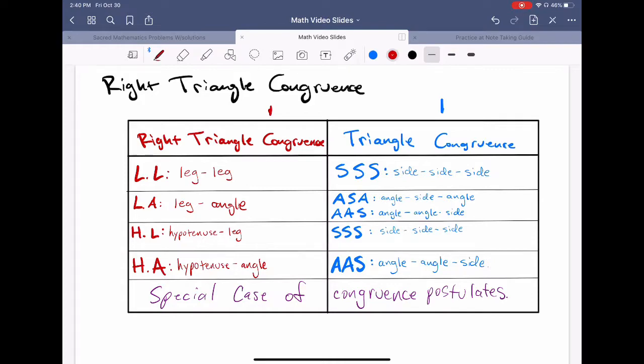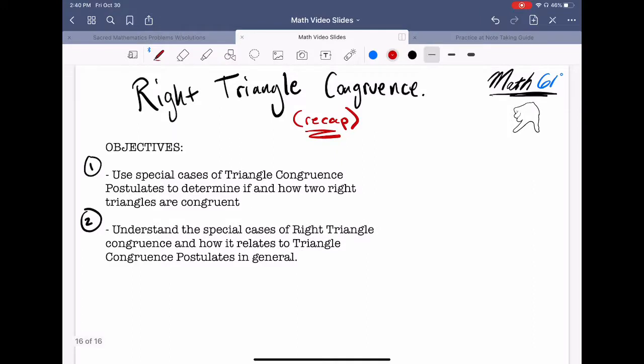So these are special cases of congruence postulates for right triangles. So to recap our objectives, we use special cases of triangle congruence postulates to determine if and how two right triangles are congruent. And we showed a better understanding of those special cases of right triangle congruence and how they relate to triangle congruence postulates in general. Hope this video was helpful.